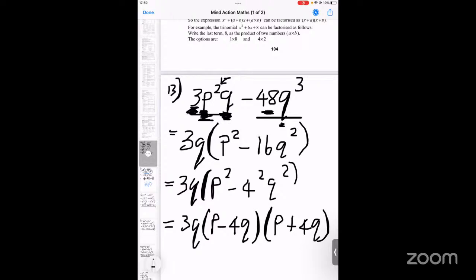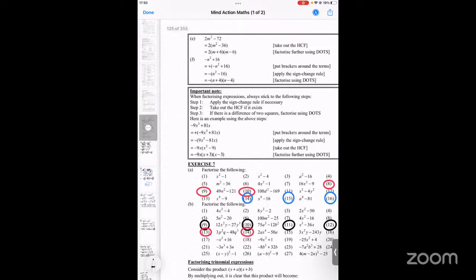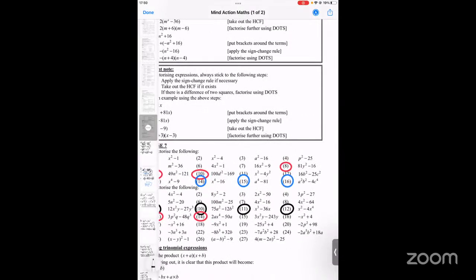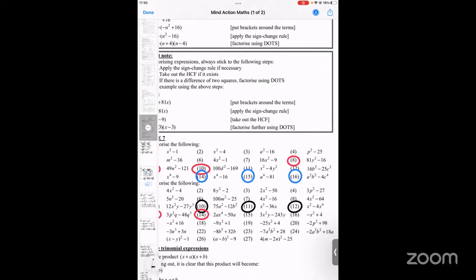Sir, with question 14, I kind of have a problem, because there's an x on one side, but there's not an x on the other side. And you said we can't take something out unless it's on both sides. Wait, which one? Number 14. Oh, yes, number 14. Okay.